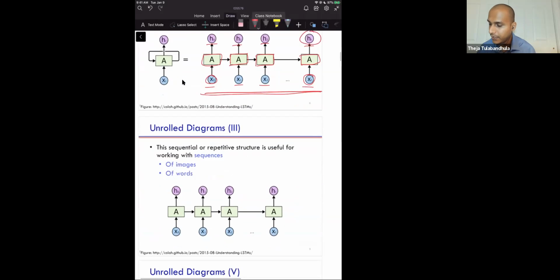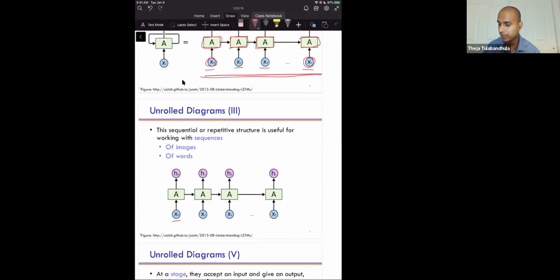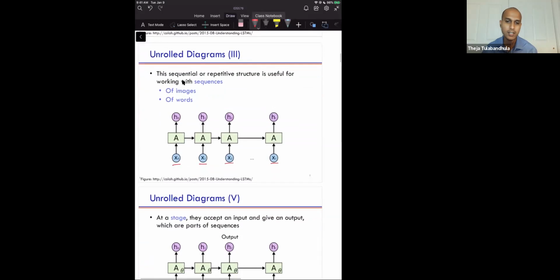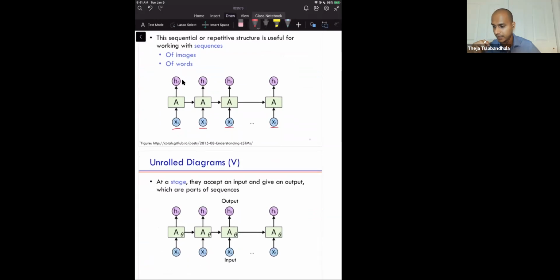So the sequences x0, x1, x2, all the way to xt can be images or words or even numbers or vectors. If they're numbers, you can think of one-dimensional time series modeling, and you can do that using RNNs. In the next few slides we're going to dig deeper and deeper into what this block A is and how it captures the notion of persistence. We're going to specialize to LSTM soon, but before that, let's keep it to a simpler network.